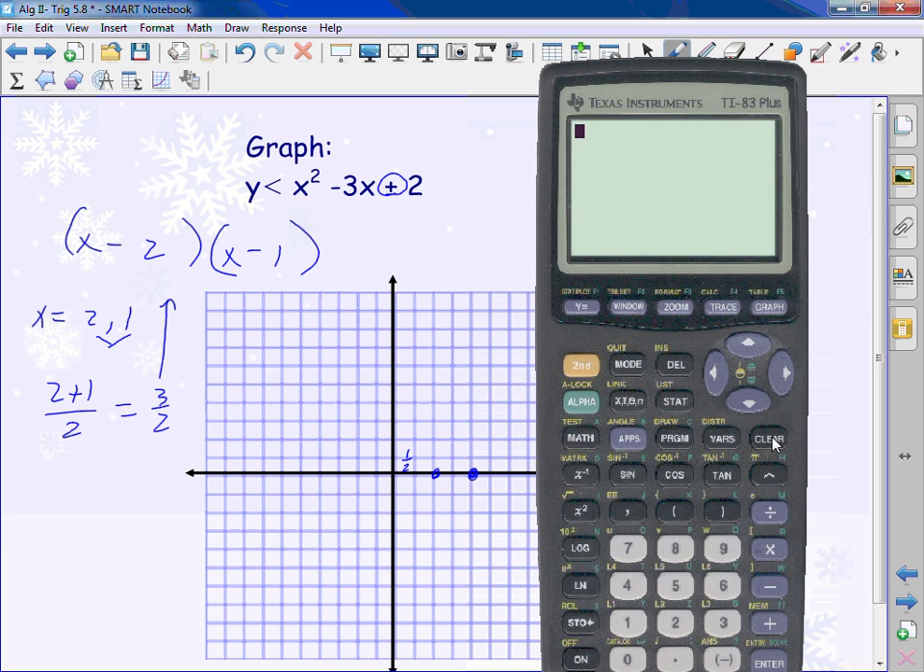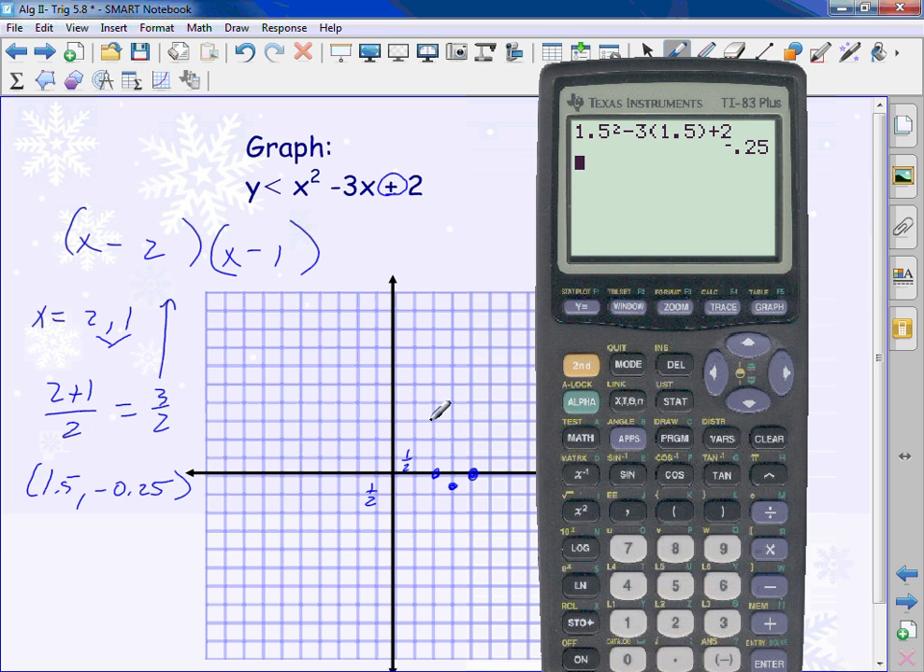And I can just use the calculator and go 1.5 squared minus 3 times 1.5. You can use fractions if you want, plus 2. Where's my vertex at? So 1.5 comma negative 0.25, or 3 halves and negative 1/4. If I go by halves again, going up and down, it would be right there.